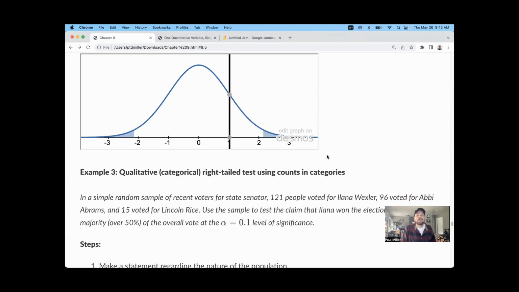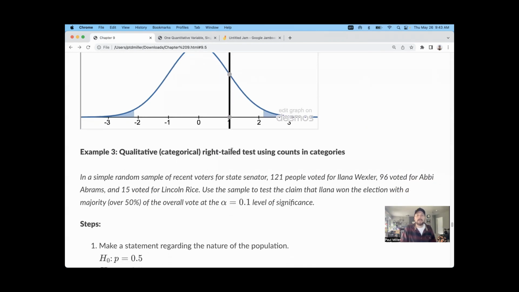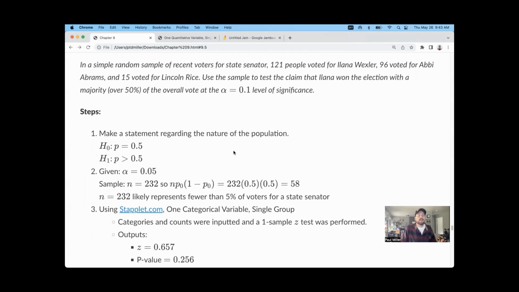So when we go to qualitative, categorical, we're looking at proportions. We're going to have a fraction of the group that meets some criteria, and a claim about that proportion. You have to watch for words like majority. That's something that doesn't come up with quantitative. Majority means more than 50%. But it also could be something like more than 15% or not equal to 40%.